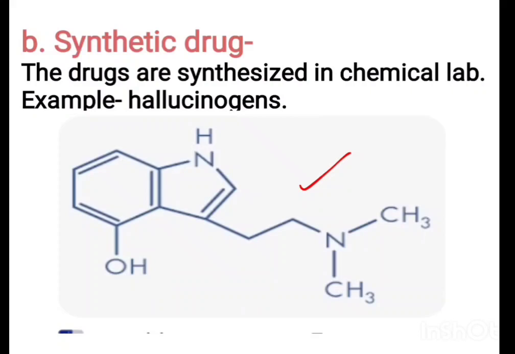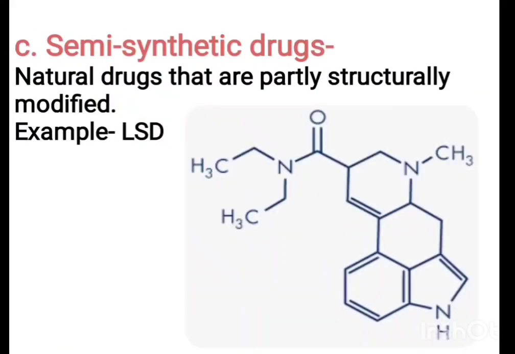Okay. Next one, semi-synthetic drug. These are natural drugs that are partly structurally modified. Their sources are natural. They are actually found from natural sources, for example plants, bark, and so on. But they should be structurally modified. They are not directly used. For example, LSD. This is the structure of LSD.